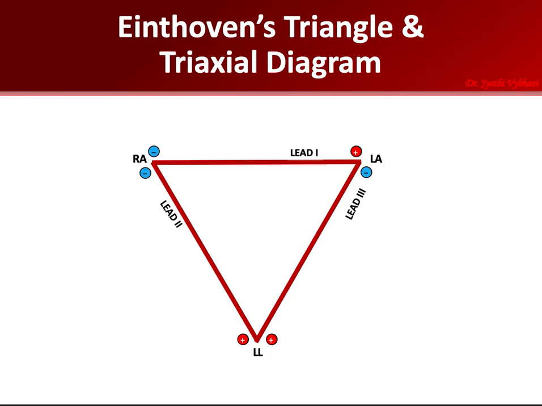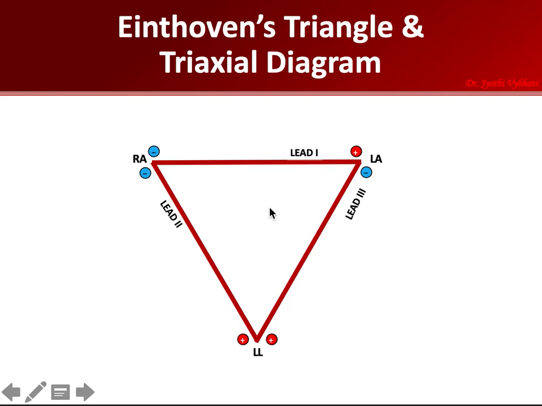Now, Einthoven's triangle and the triaxial diagram. The triaxial system is nothing but Einthoven's triangle which has been redrawn, rearranged. The same triangle I will rearrange. Einthoven rearranged it. Okay. So what does lead 1 do? Lead 1 is recording the electrical activity of the heart. Where is the electrical heart placed? It is the center of the triangle. We know that. Einthoven's triangle is nothing but the leads along which has the center as the heart.